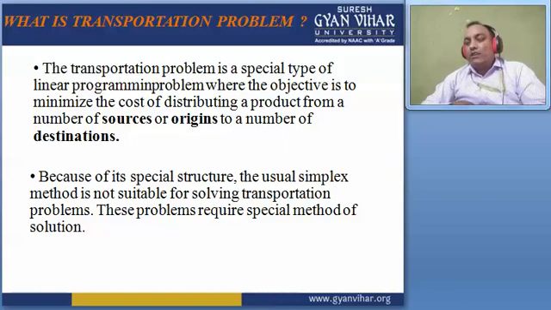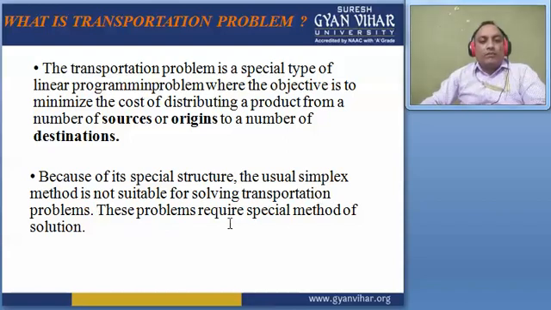Means you transfer one product from Delhi to Jaipur. So Delhi is the source and destination is Jaipur. And because of its special structure, the usual simplex method is not suitable for solving the transportation problem. These problems require a special method of solution.